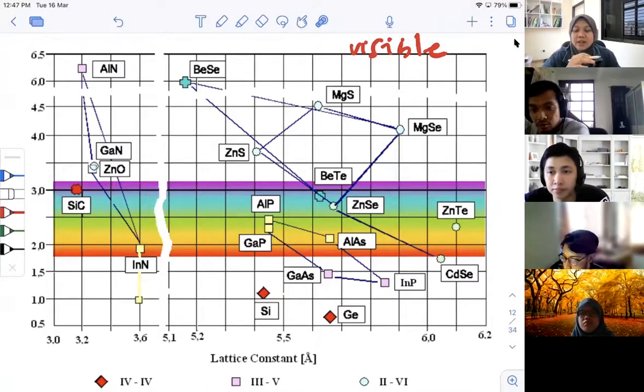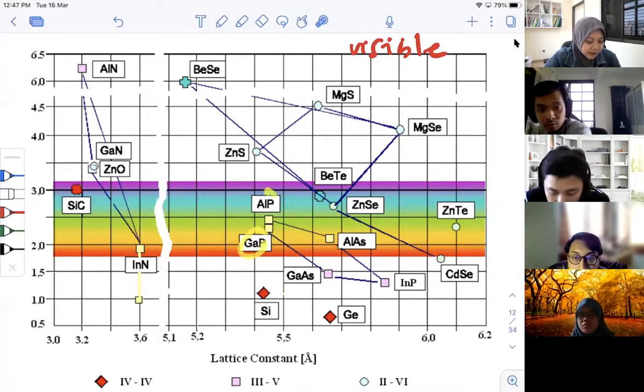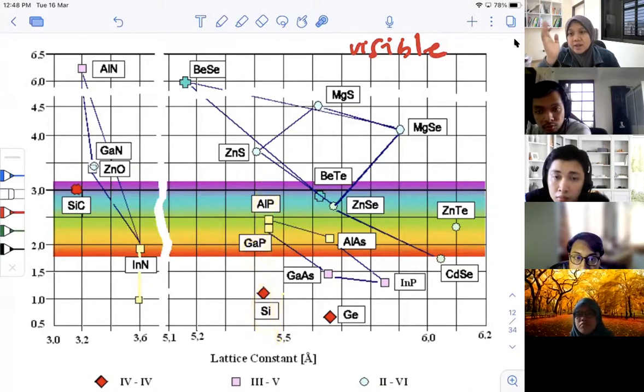So from here, there are two things that you can get. Number one is for the heterostructure: yes, you can make gallium phosphide. Maybe you can try to make it. You don't know whether it will work, but at least from the lattice constant, it shows that with gallium phosphide, aluminum phosphide, and silicon, you can make a heterostructure.